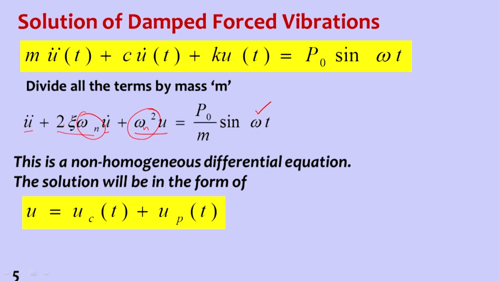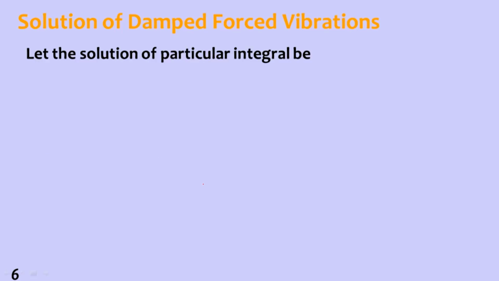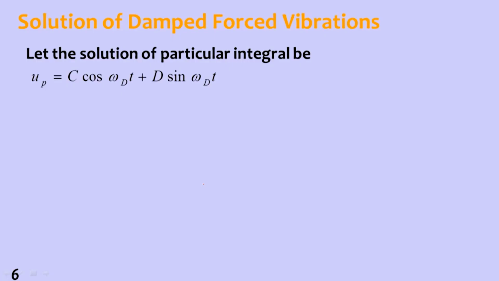So since it is a non-homogeneous differential equation, the solution has two parts, one is the complementary function and the second one is the particular integral. So first of all, let us find out how the particular integral looks like. Since a sinusoidal wave is applied as the forcing function, we can assume the solution to be of two components, that is c cos omega t and d sin omega t. This omega d is the damped natural frequency.